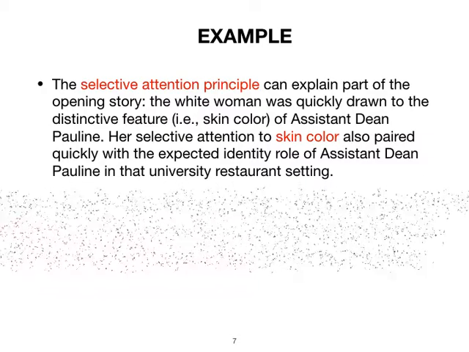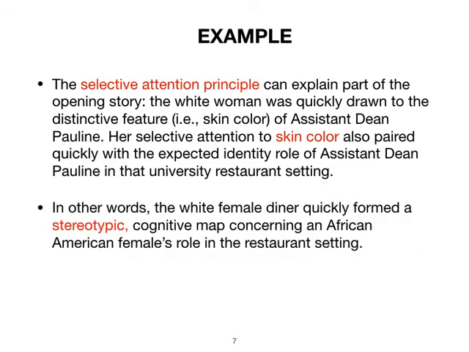In other words, the white female diner quickly formed a stereotypical cognitive map concerning an African female's role in the restaurant setting. Now, this is what we talked about. The moment the white woman saw the black woman in a restaurant, she assumed the stereotypical image of a black woman working in a restaurant.